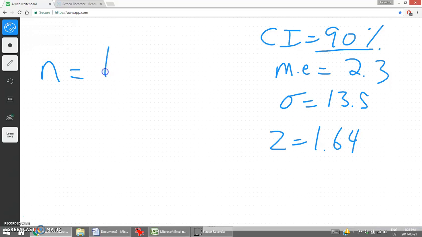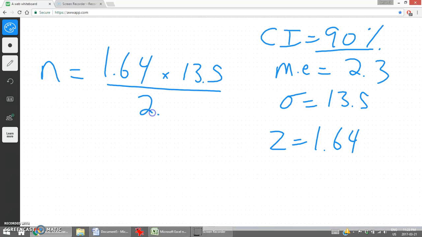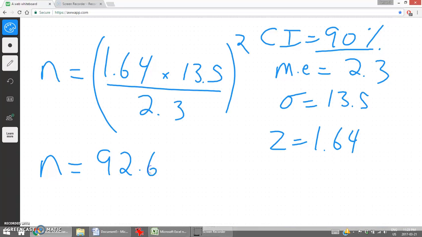So let's put this into our formula. 1.64 times our standard deviation divided by our margin of error, keeping in mind that everything in there is squared. So the appropriate sample size we would need would be 92.6. So we're going to basically round that up to 93. So if we survey 93 people, assuming that our standard deviation holds to be close to 13.5, we would have a margin of error of no more than 2.3 hours.